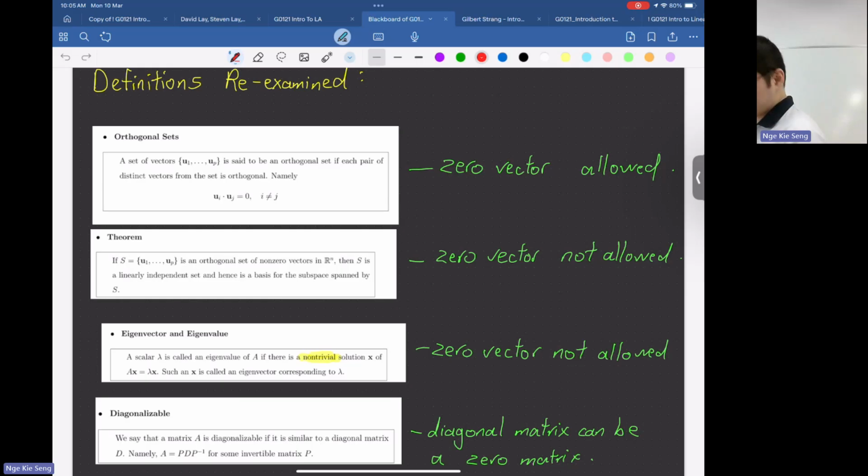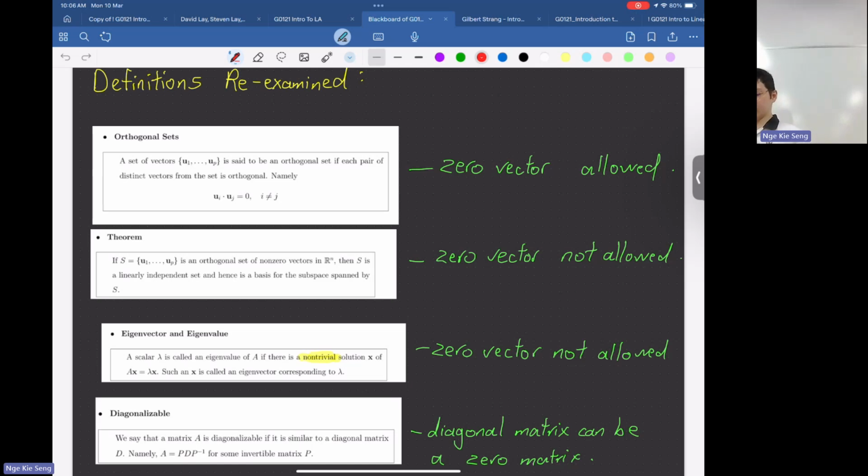The other example is eigenvector and eigenvalue. We say that lambda is an eigenvalue of A if there is a non-trivial solution X such that AX equals lambda X. So in this case, if you want to check whether a scalar satisfies the eigenvalue condition, you need to find a non-zero solution. Because last time we saw that if you take a matrix times 0, you always get 0, and that will satisfy any scalar times 0 being 0. So it's not well defined if you include 0 as an eigenvector.